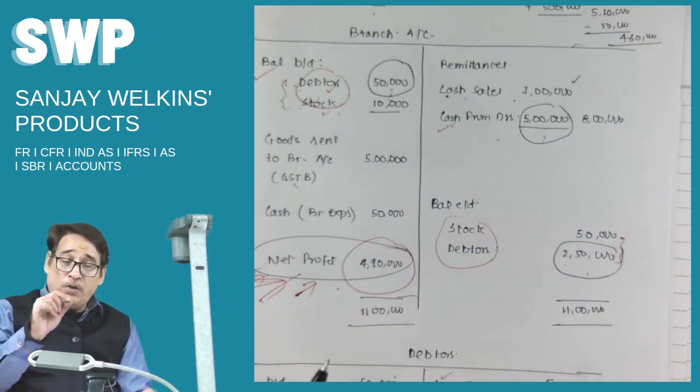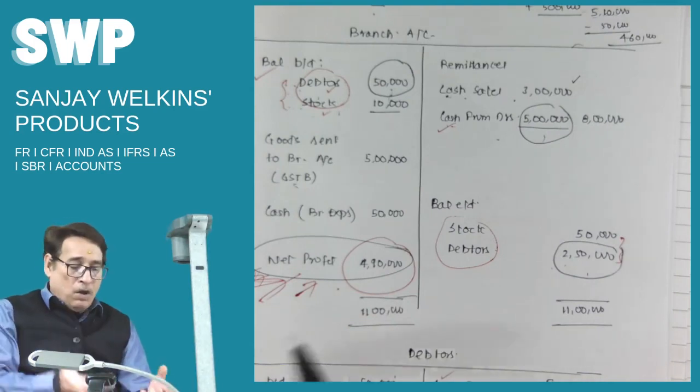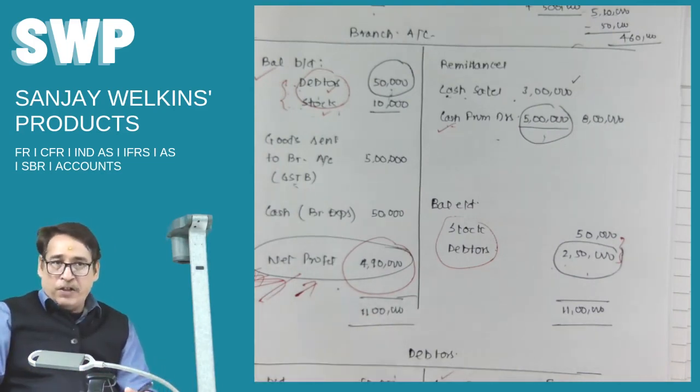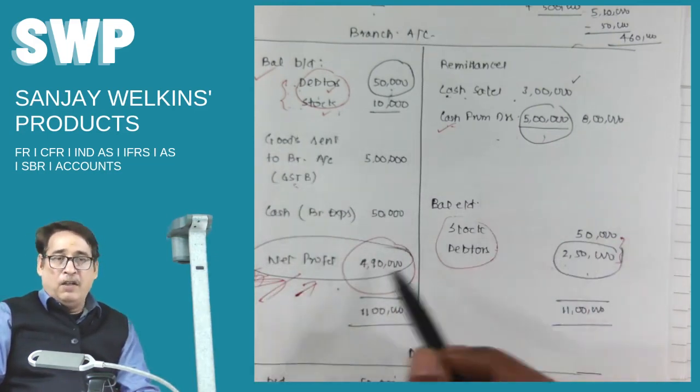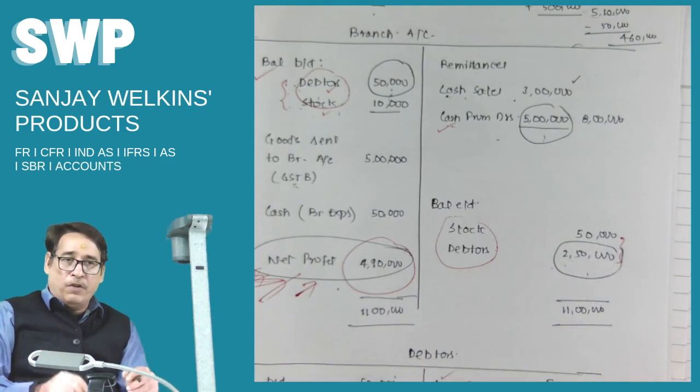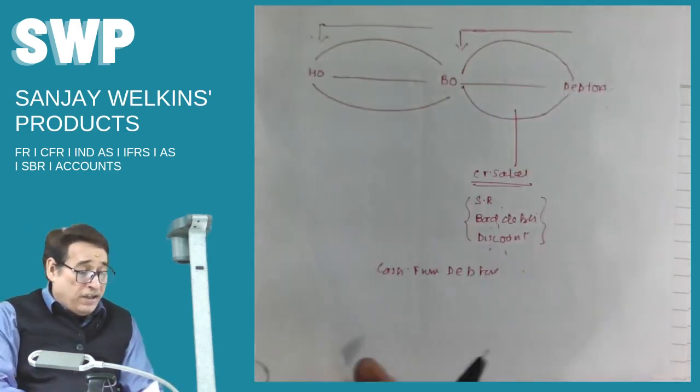Sir, in order to show cost of goods sold. How is cost of goods sold actually represented here? Sir, we have written opening stock, goods supplied to branch and closing stock, and the difference of this is cost of goods sold. Right, absolutely. So now you can understand.